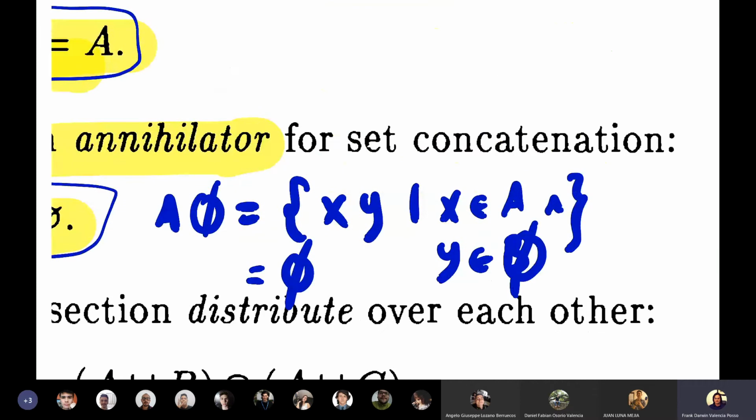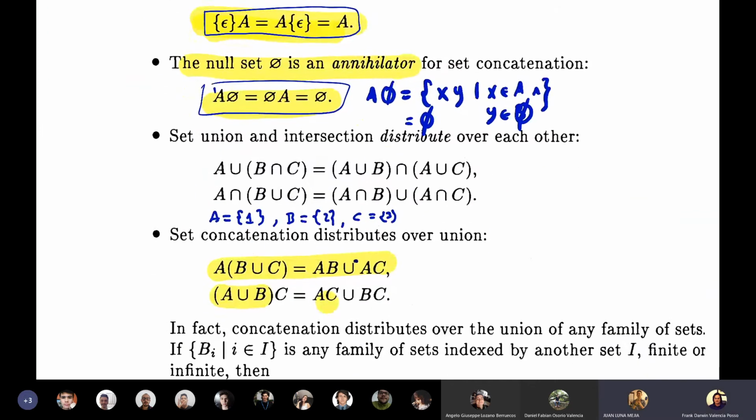Okay, so here for you, A concatenated with the empty set is all the strings x, y such that x belongs to A and y belongs to the empty set. Now, since no string belongs to the empty set, the whole set will be empty too. You understand now, Juan? Yes, thank you. Okay.